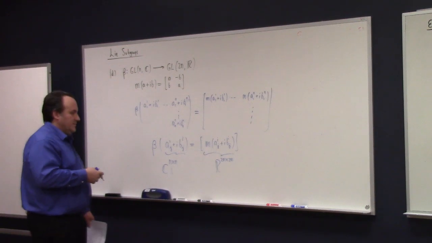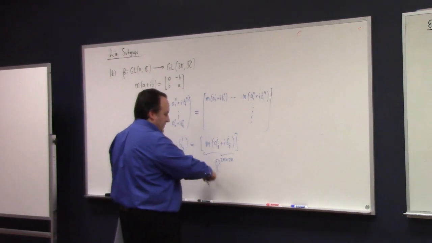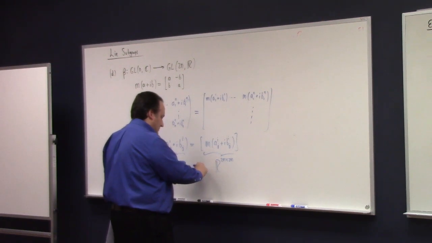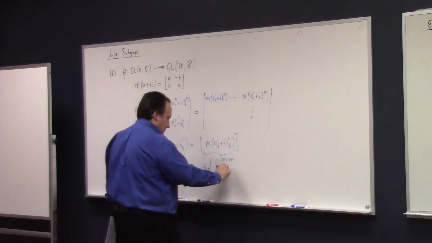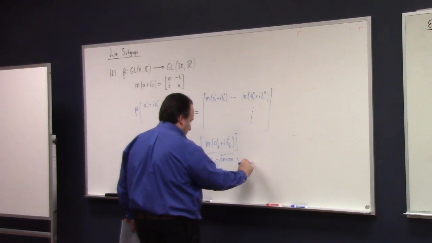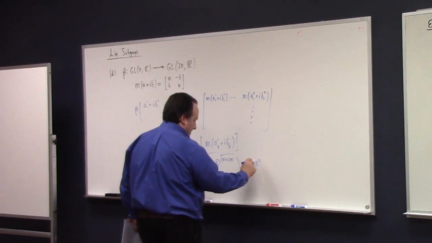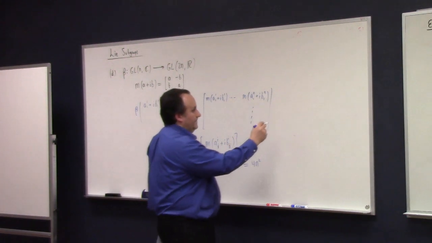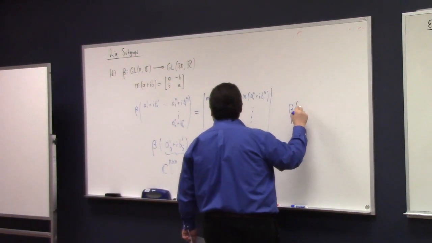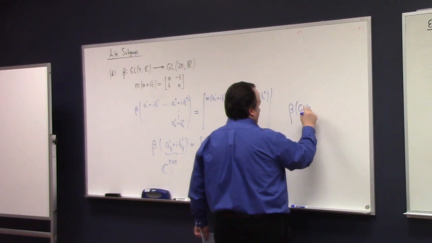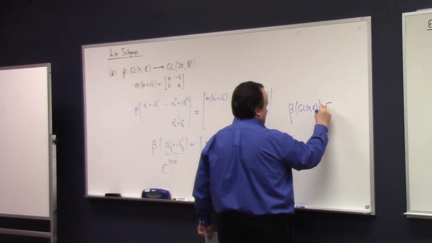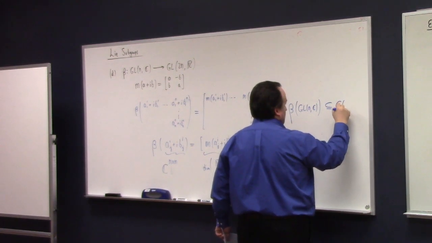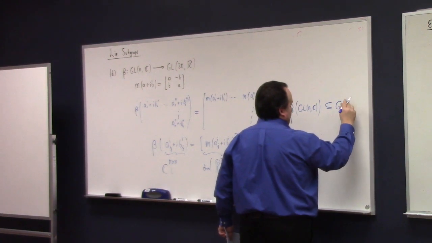Well, okay, so this space is bigger, right? This has dimension 4n squared, right? But if we looked at beta of this GLNC, that is a subset of this GL2NR.